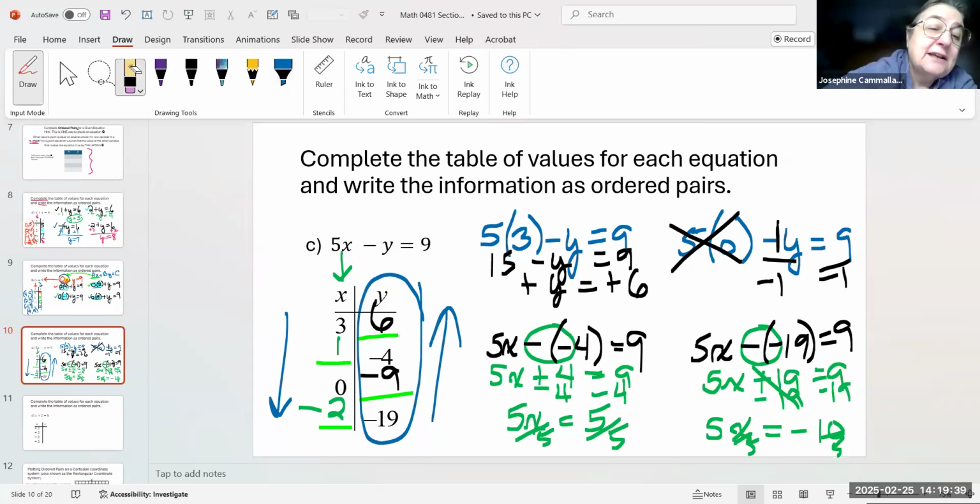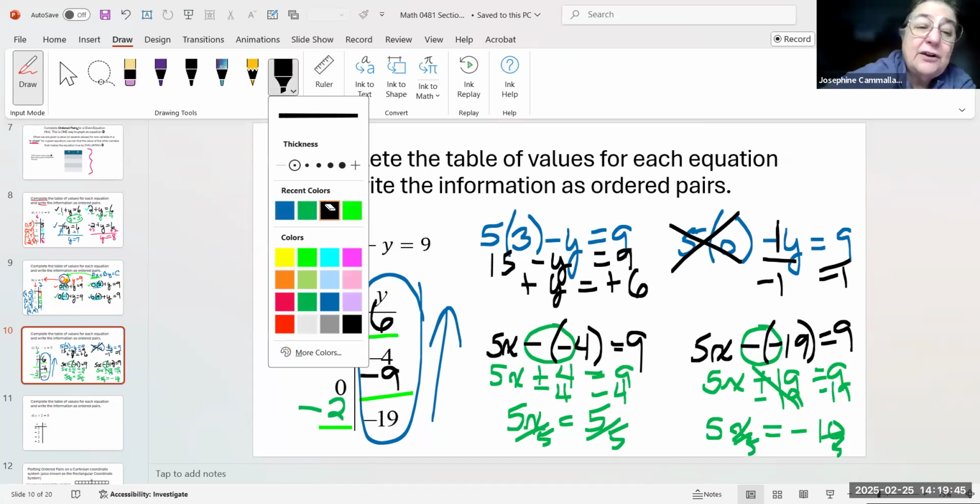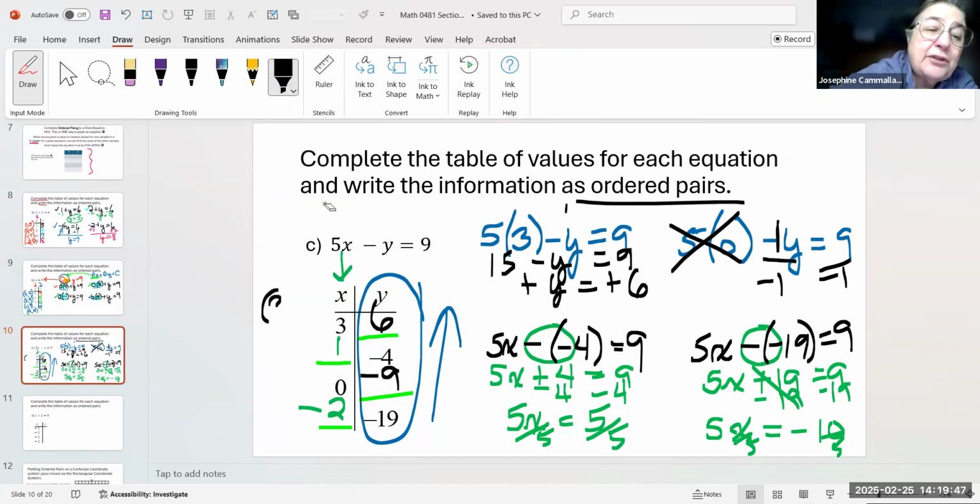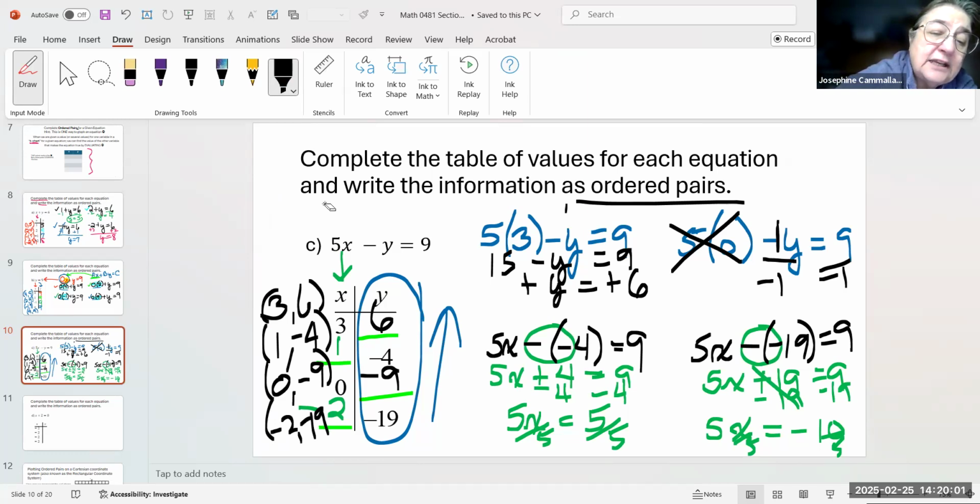And don't forget, I still have to write ordered pairs. You know this lovely thing here? Well, this will be 3, 6, 1, -4, 0, -9, -2, -19. Okay?